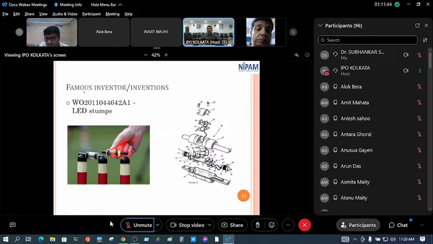This is another famous invention. You can see here LED stumps, which are used in cricket very frequently. I want to tell you the price of these LED stumps in lakhs.